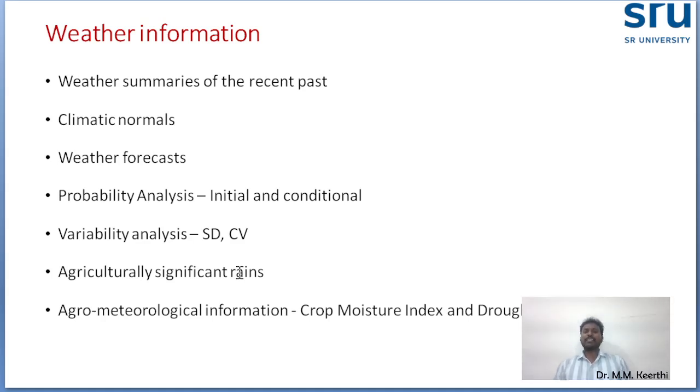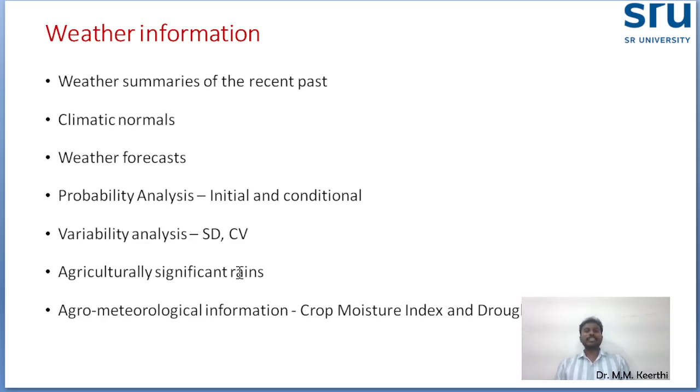Okay, what weather information is needed? One is the weather summary of the recent period, the last week. Climatic normals should be there, all the climatic normals data. Weather forecast should be there. Probability, initial and conditional probability, is there.